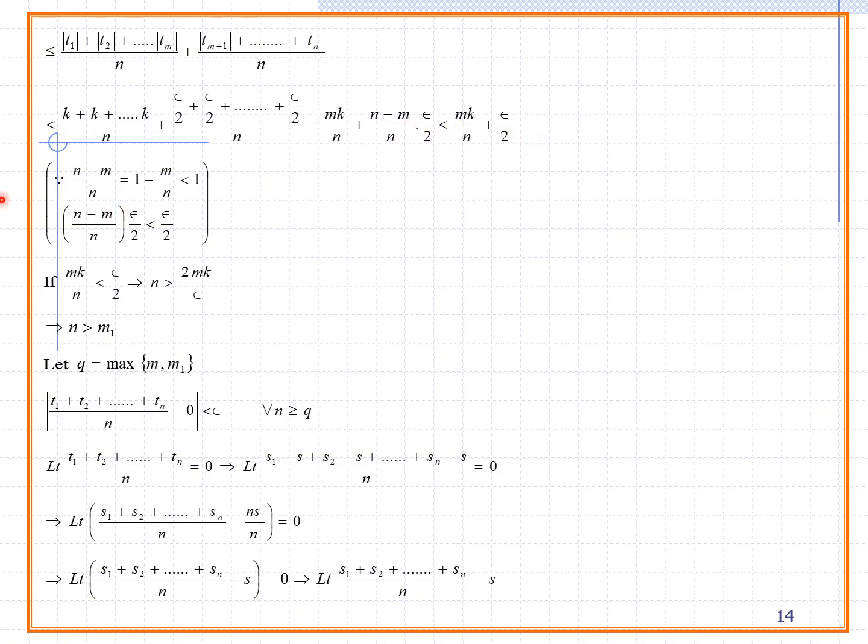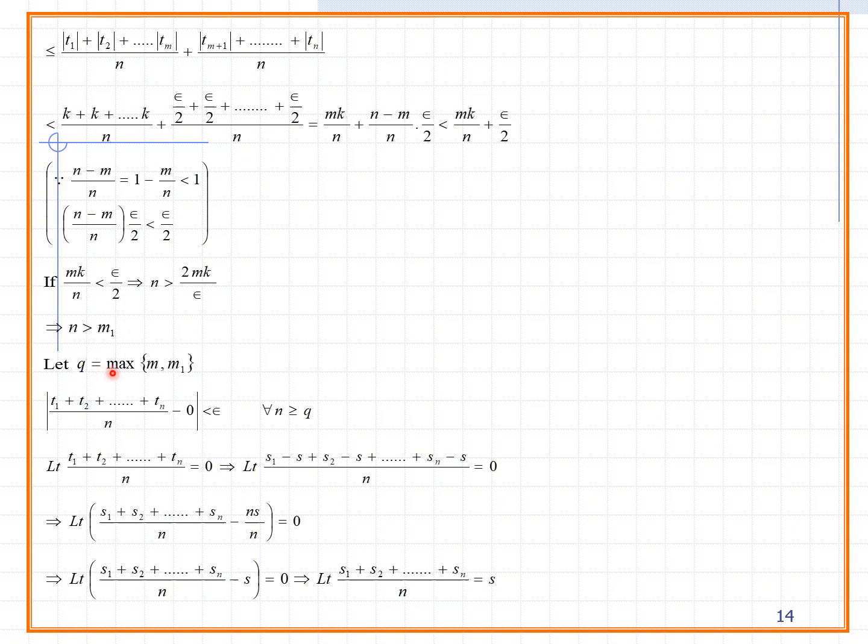So therefore (n minus m) by n equals 1 minus m by n, which is less than 1. So this value is less than 1. So (n minus m) by n into epsilon by 2 is less than epsilon by 2. By this case, mk by n, this total value can be treated as epsilon by 2. So it is nothing but n greater than 2mk by epsilon. It means m1 is a small value compared to n.